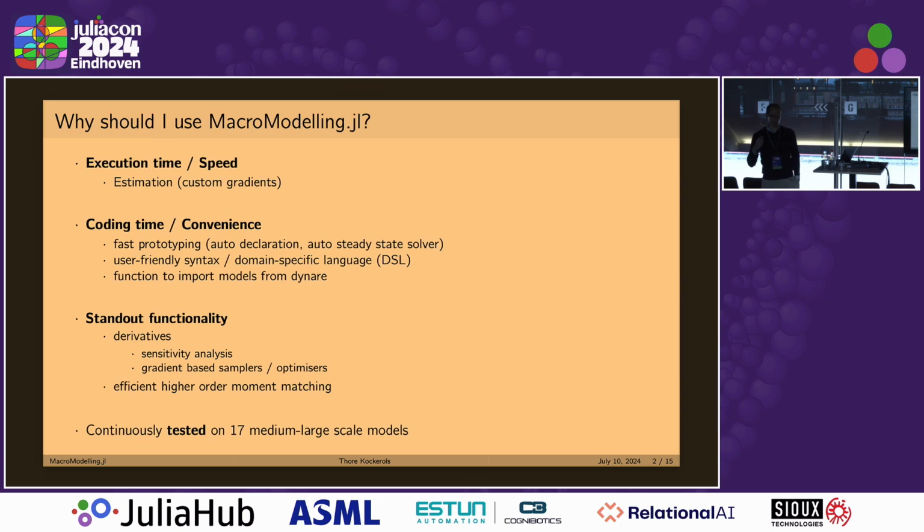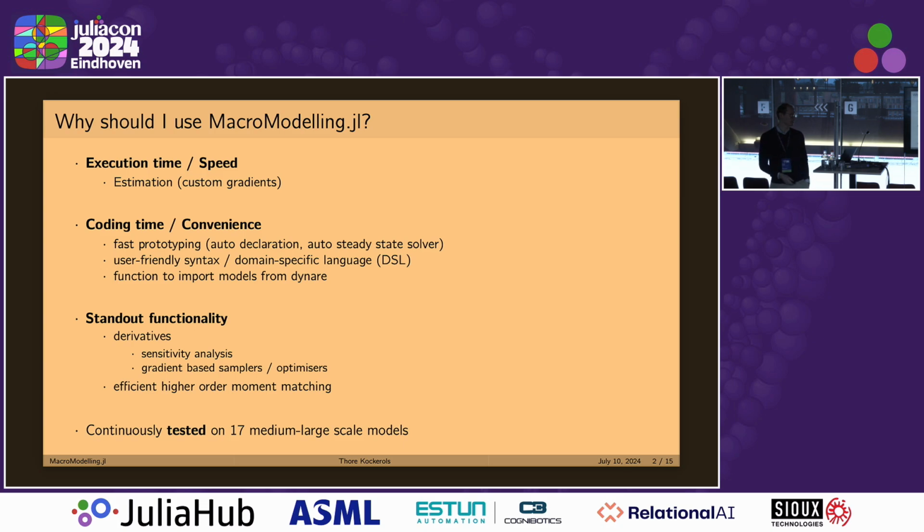So why should you use this? Well, for one, you want to work with these kind of models, but then this toolbox specifically, speed, right? That's what we are all here for. Julia is about speed. Yeah, the code is fast. I wrote some custom gradients in there, which helps, especially with estimation. If you think about working with these models and the workflow, speed in terms of execution time matters for the estimation part. That's where the heavy computation is, and that's what you want to be fast. So there, the custom gradients help.